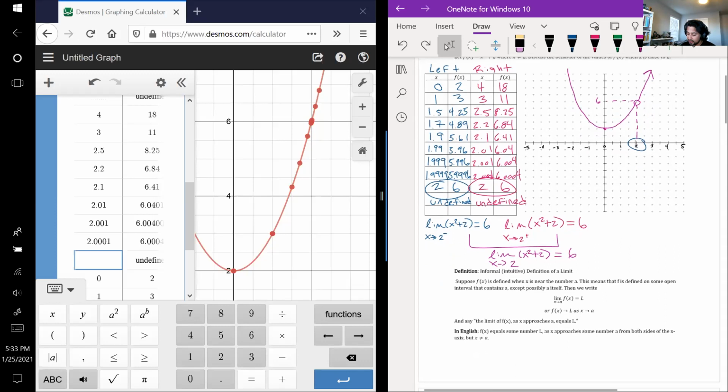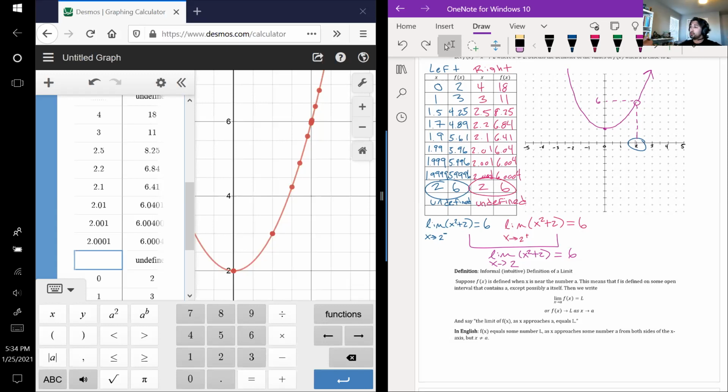So down below, the informal definition of a limit. Suppose f of x is defined when x is near the number a. This means that if f is defined on some open interval that contains a except a itself, then we write the limit as x approaches a of f of x equals some number L. So that may sound complicated, but it's everything we just did above. So basically what we were saying is that as we approach 2 from the left and the right, this was the number that x is getting really close to, but x can never touch, only because of that domain restriction.